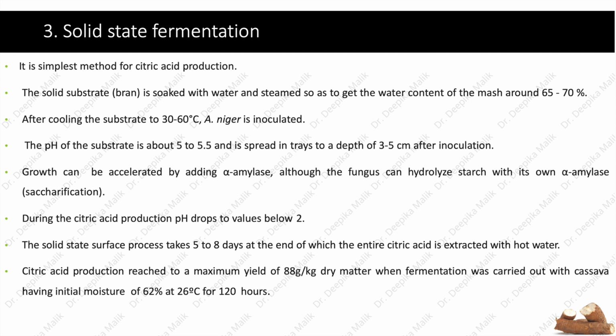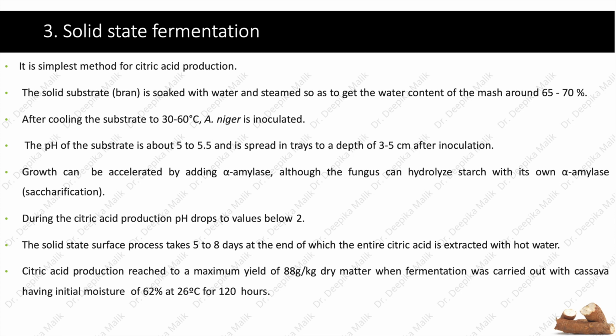A bran mash is simply wheat or rice bran mixed with boiling water until it reaches the desired consistency and is allowed to steep for 15 minutes. Steeping is again a process of increasing the moisture content of the substrate. After cooling the substrate to 30 to 60 degrees Celsius, Aspergillus niger is inoculated.